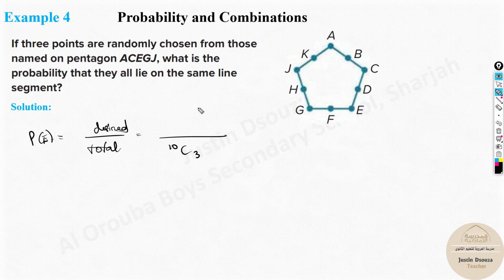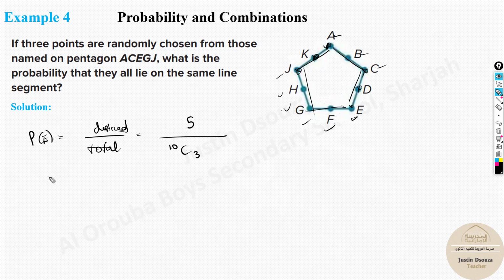Now, what is the desired outcome? What is the probability that they will all lie on the same line segment? That means the 3 chosen points can be J, K, A. Okay, it doesn't matter the order. It can be A, K, J or K, A, J or anything. Or then another possibility is A, B, C, or another one is C, D, E or D, E, C, any order is fine. And then we have E, F, G, and lastly we have G, H, A. So how many lines are there? 1, 2, 3, 4, 5. So there are totally 5 possibilities.